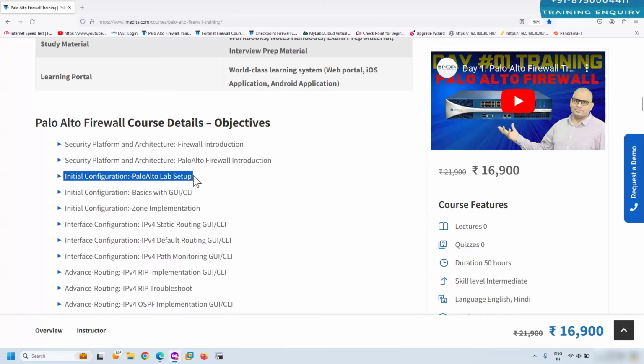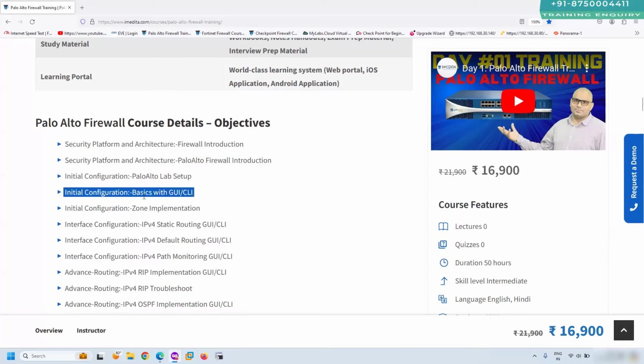Here we will learn how to set up a lab. In this section I will tell you how you can make your own lab on your laptop or desktop. Required resources will be shared by us. You just need to follow the steps, then you can build your lab, and I'll also tell you how you can make your lab.